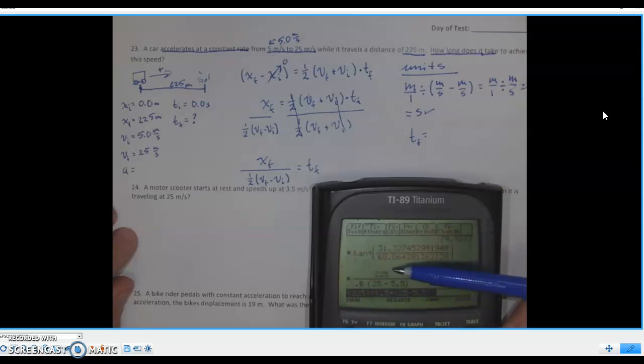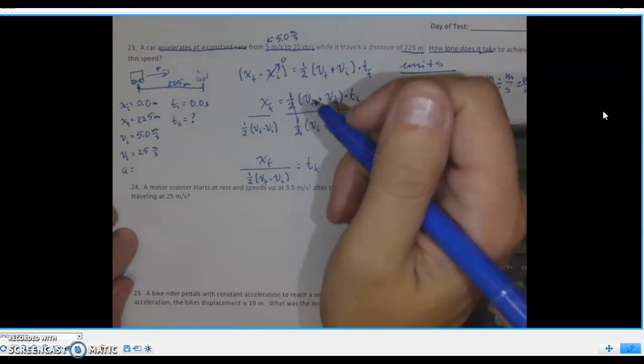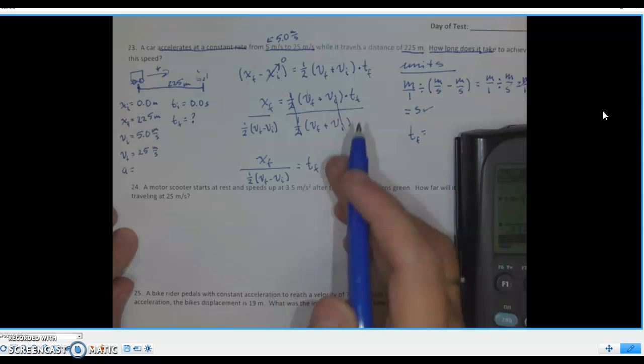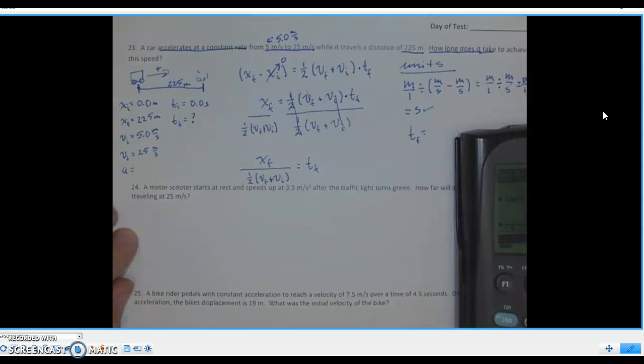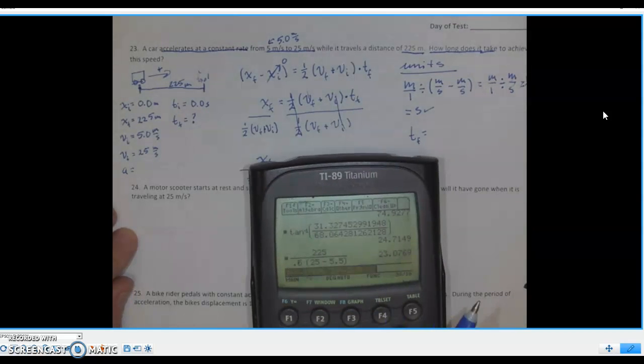Okay, so x final divided by 1/2 multiplied by velocity final plus initial. Oh, did I lose track? I'm so used to writing final minus initial. Look, it's plus, not minus, right? So let's change that. Plus.